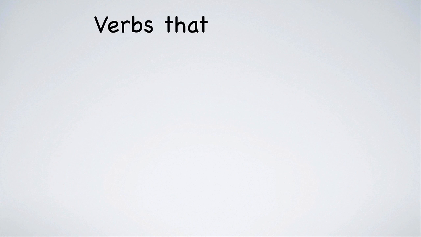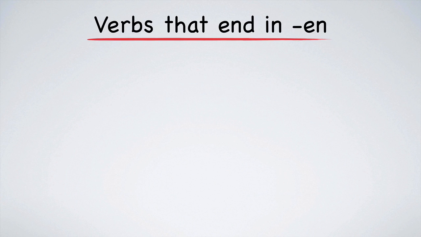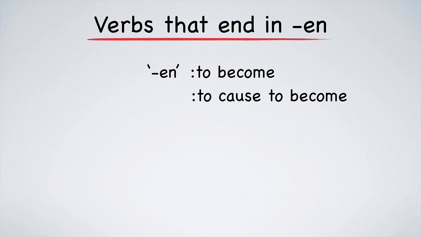Next, we have the suffix en. This means to become or to cause to become. It can be added to certain adjectives and nouns. For example, you could take the adjective dark, add the suffix en, and create the verb darken.